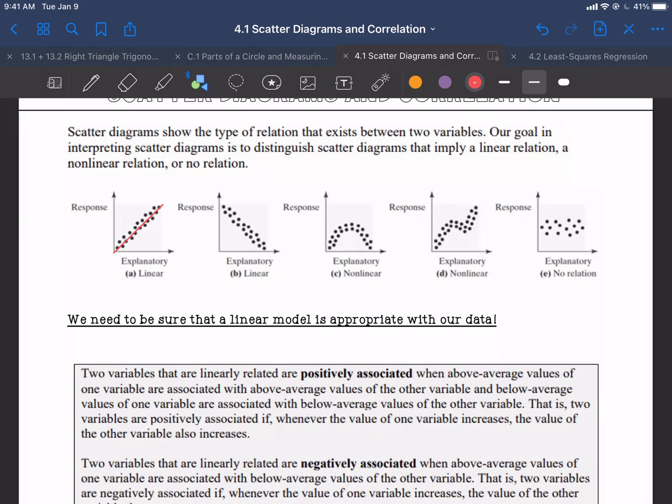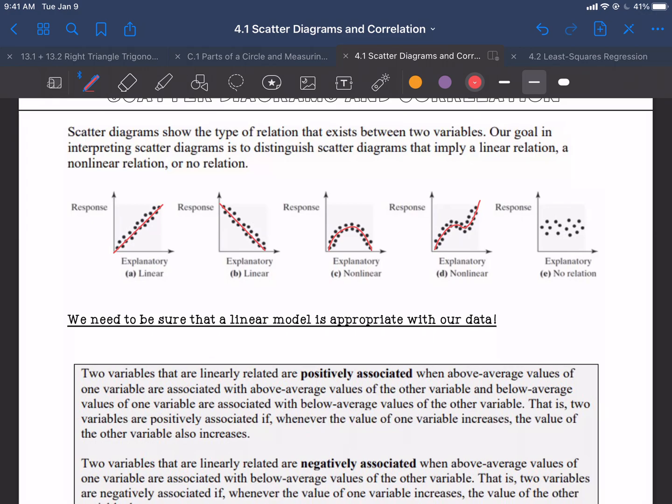And since it's with a line, it would be linear. Same thing here, strong correlation. Now this next one, it would not be linear. Okay, that looks like it would be more of a quadratic. And then D would also be nonlinear. It looks like it's more like a cubic function.